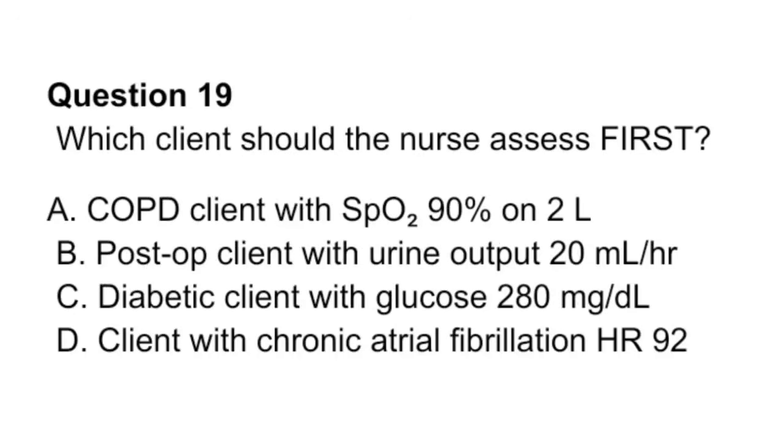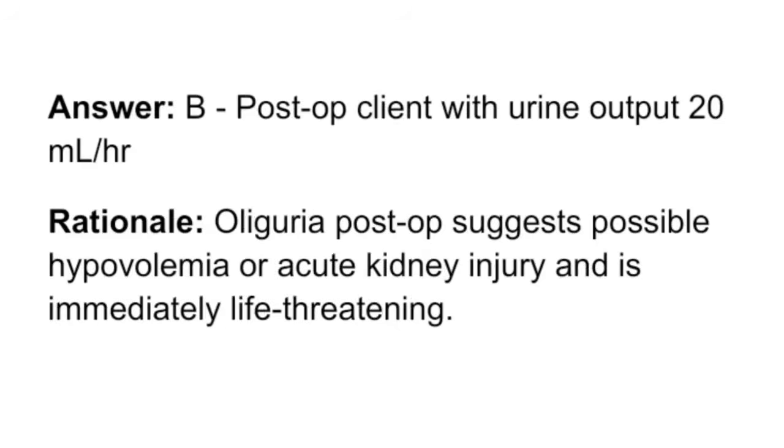Question 19. Which client should the nurse assess first? A. COPD client with SpO2 90% on 2 liters. B. Post-op client with urine output 20 milliliters an hour. C. Diabetic client with glucose 280 milligrams per deciliter. D. Client with chronic atrial fibrillation, HR 92. Answer B. Post-op client with urine output 20 milliliters an hour. Rationale. Oliguria post-op suggests possible hypovolemia or acute kidney injury and is immediately life-threatening.